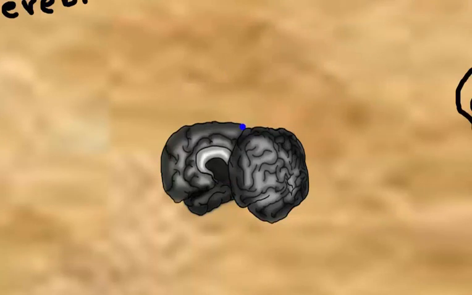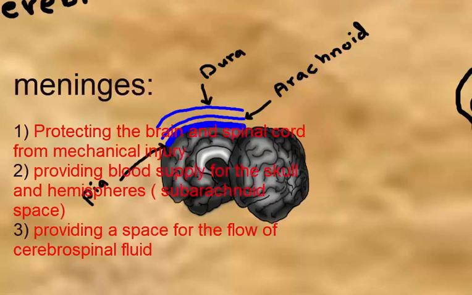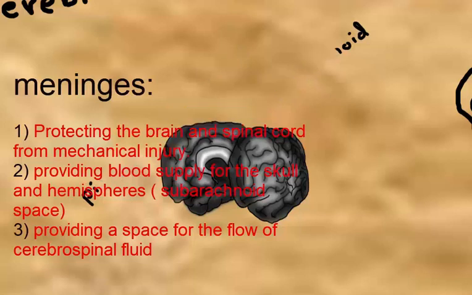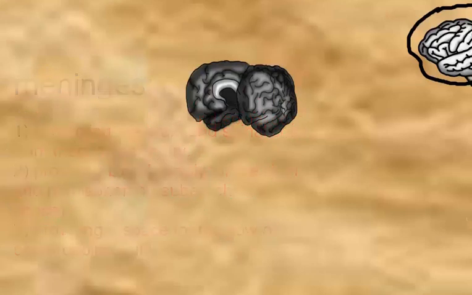The brain is covered by 3 layers of connective tissue: an outermost tough dura mater, a middle arachnoid layer, and an inner layer strongly attached to the cortex called the pia mater. These 3 layers form the meninges, and their function is protection of the brain and spinal cord from mechanical injury. They also provide the blood supply for the skull and hemisphere in a space called the subarachnoid space, a space between the dura and the arachnoid layer. And it also provides a space for the flow of the cerebrospinal fluid, which we will discuss later in this video.